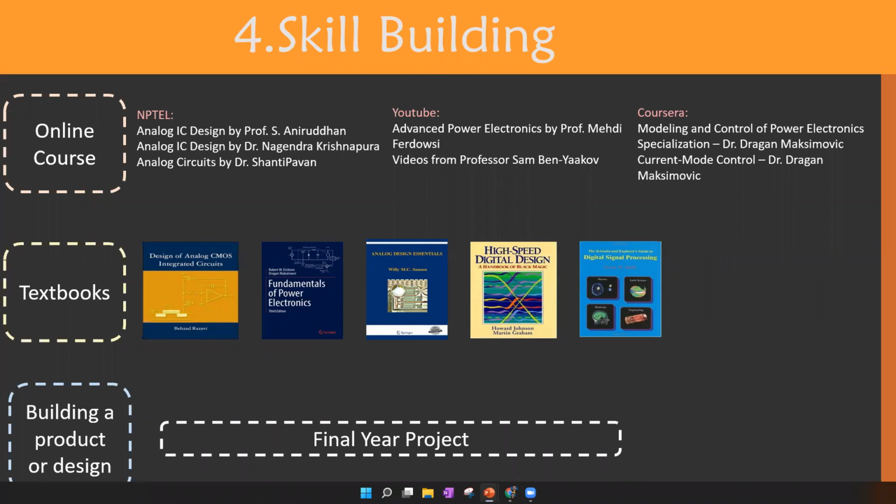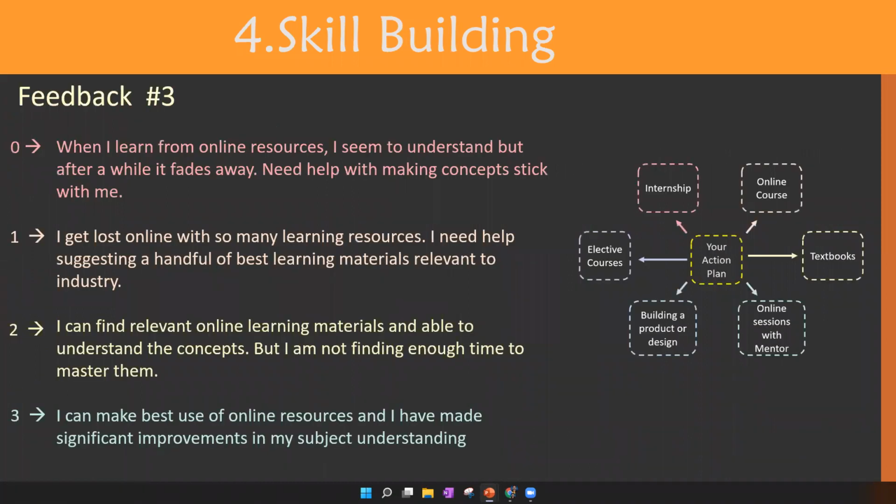And the final item is building a product or design. This is your final year project. That will also be discussed in the next step, so I will skip it for the time being. And that is also a great way to build your skill.